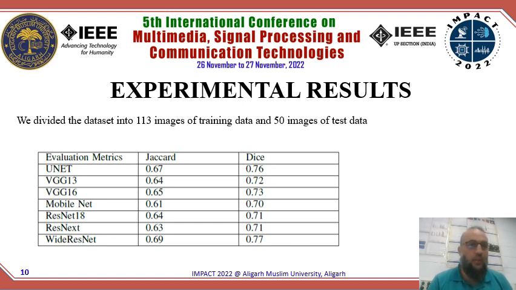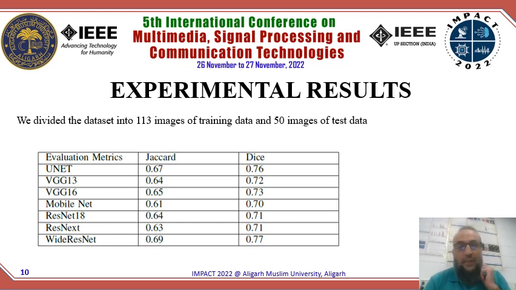These are the backbones we used: VGG 13, VGG 16, MobileNet, and ResNet 18. We also used newer deep learning networks like ResNext and Wide ResNet. Wide ResNet achieved the best result. It registered about 77% in dice and 69% in CAD.